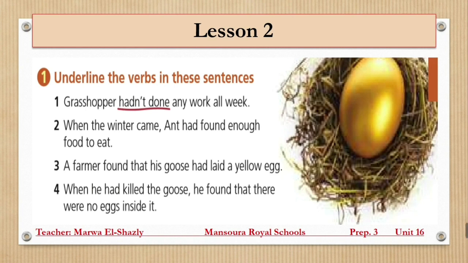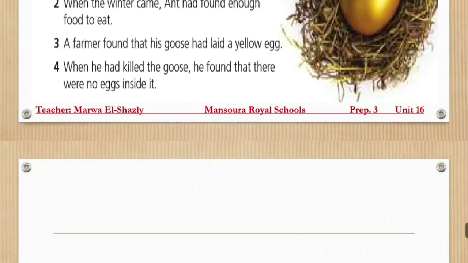2. When the winter came, Ant had found enough food to eat. 3. A farmer found that his goose had laid a yellow egg. 4. When he had killed the goose, he found that there were no eggs inside it. Pause the video, think, and come back to check your answers.